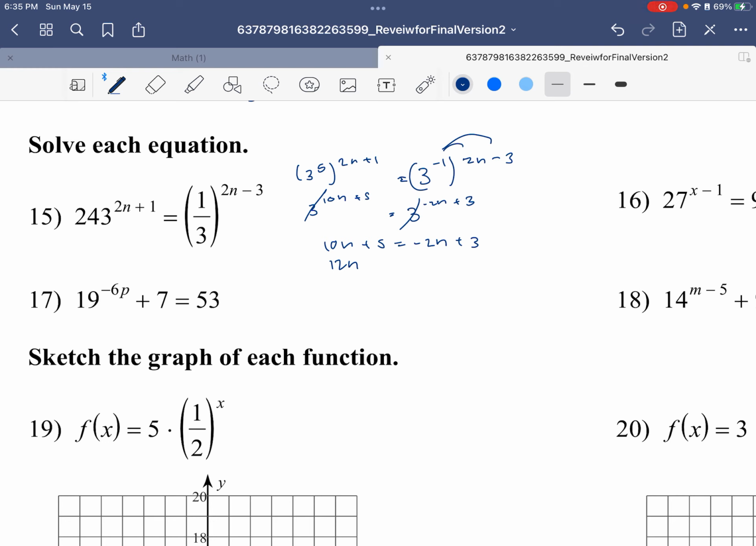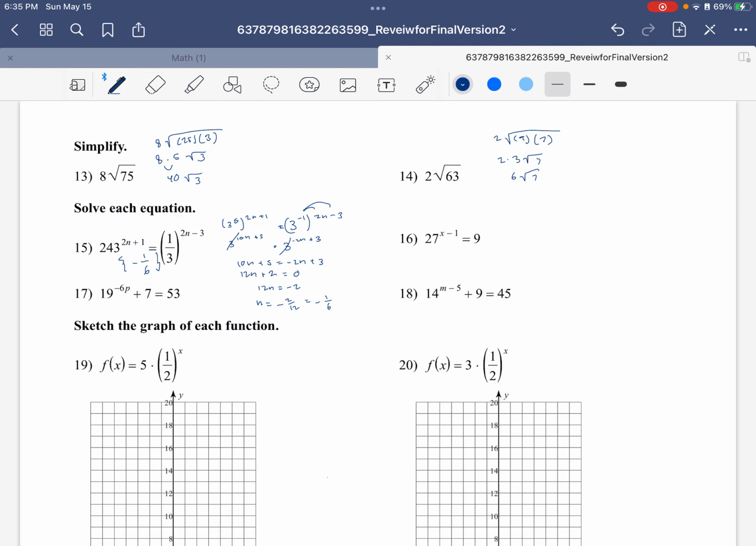And then I'm going to subtract 3 from both sides, so 5 minus 3 is 2, and then we're left with 0 on the right side. And now we can solve. So 12n is equal to minus 2. Divide 12 on both sides. We have n is equal to minus 2 over 12, which is equal to minus 1 over 6. So our answer is negative 1 over 6.